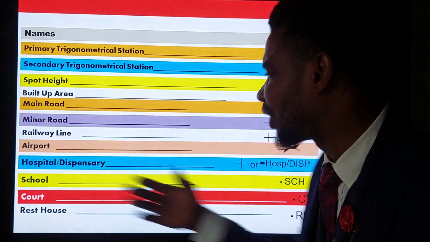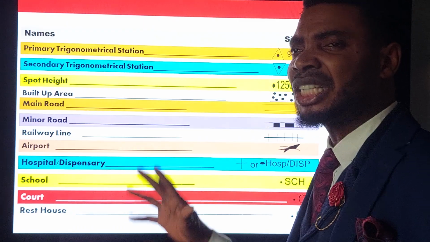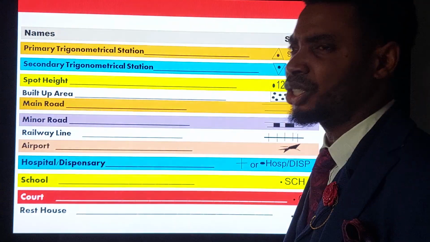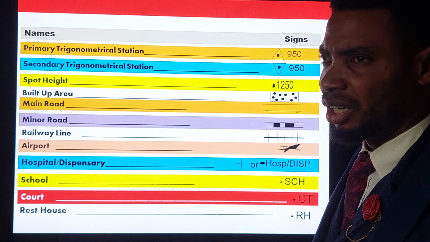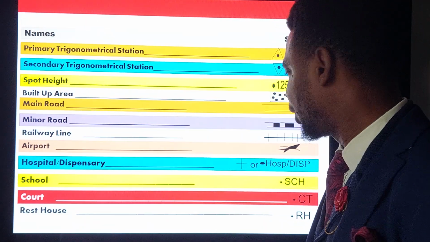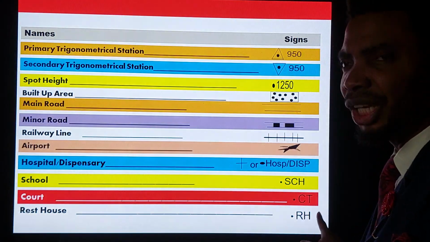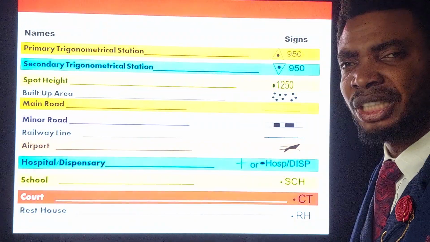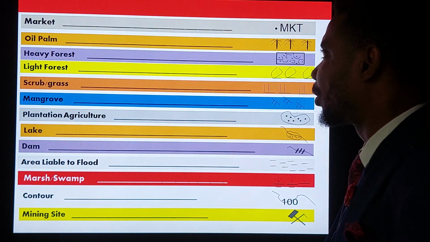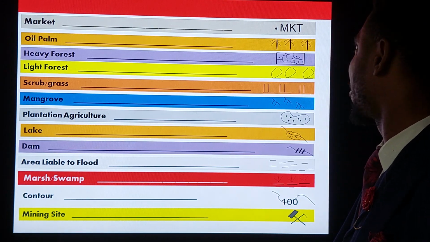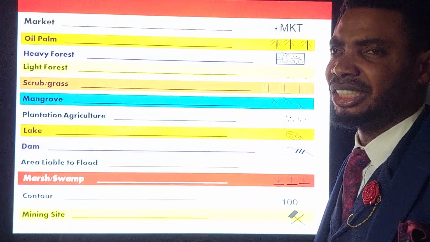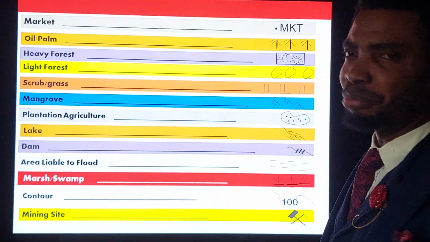So you have rest house. If you see rest house, or maybe a guest house or hotel or whatever, how do you know that? You will see dot and RH. That RH represents rest house. Then we move on to market. You will see dot and MKT. MKT, dot MKT. That is market.